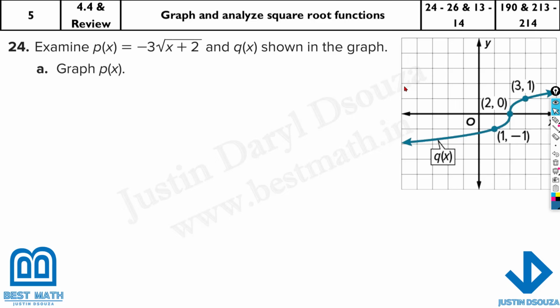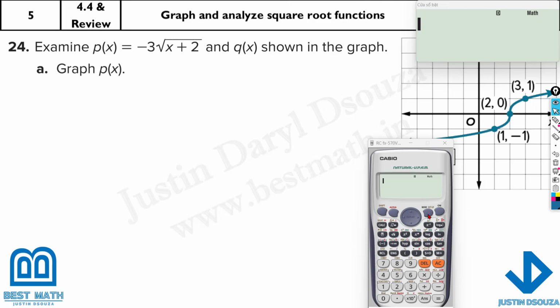So first thing is, we need to graph this given function, minus 3 square root x plus 2. That is not the same as this one. When you look at this, you'll come to know this is a cubic graph. This is a square root graph. How do you graph it? Let's make a table and then graph it.